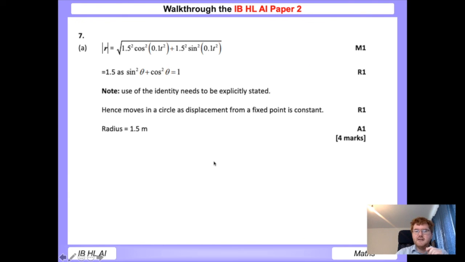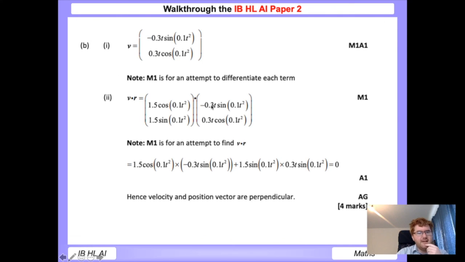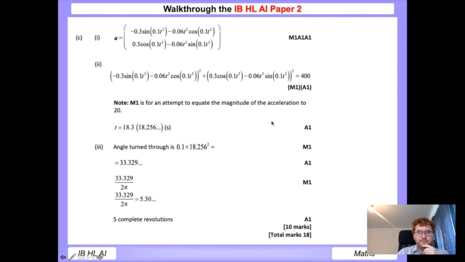Okay, quick look at the mark scheme, so you can have a look through where you get your marks for reasoning, as well as your accuracy and method mark. You can see the heavy-duty product and chain rule that we had to work our way through. And then you've got the final answer there of 5 complete revolutions.